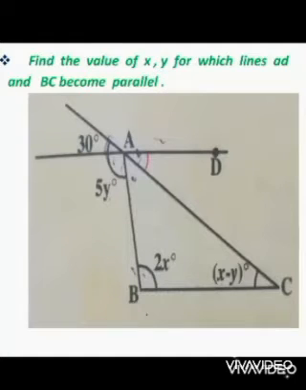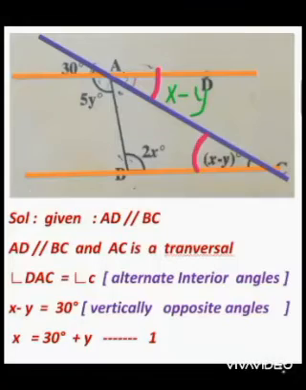Let us see what they have given in the question. Line AD and line BC, these two lines are parallel. You have to find out the values of x and y. Let us move to the solution. Line AD is parallel to line BC. Now, as line AD is parallel to line BC, let us consider AC as a transversal.